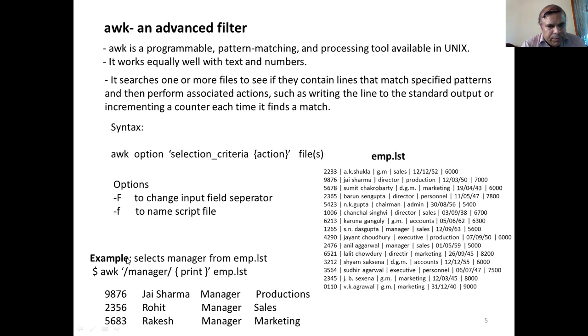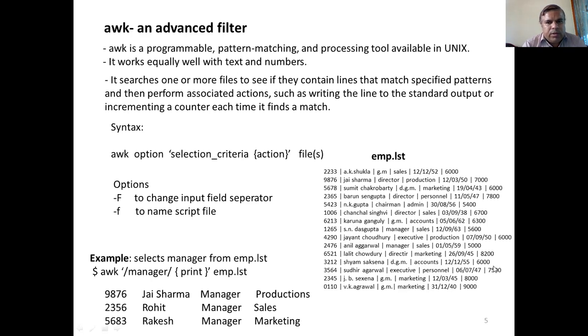So here is an example. Consider a file emp.lst. This is the content of emp.lst. AWK views text files as records, and each record is a line. These lines are split into fields. In this example, the first field is the employee ID, the second field is the name of the employee, the third field is the designation, the fourth field is the department, the fifth field is the date of birth, and the sixth field is the salary.